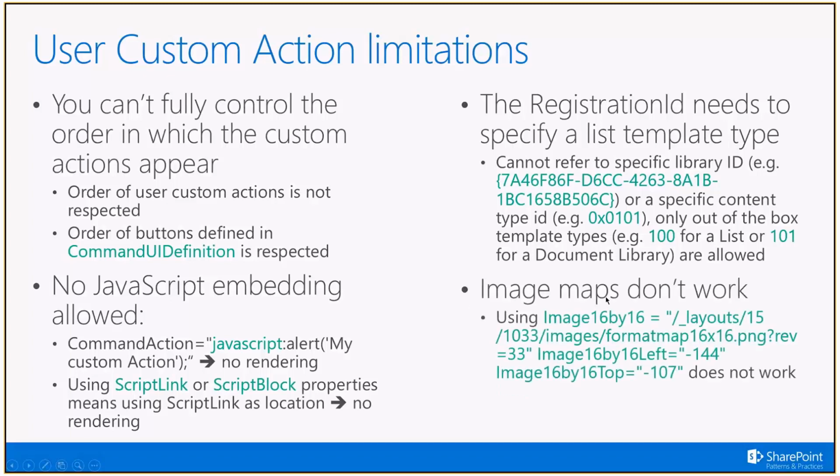And a little small one, I'm not sure if this will hit many people, but we noticed this during our testing work: if you use an image map, so SharePoint has those nice image maps, like a 16 by 16 PNG file, for example, this file contains hundreds of images, and you can pick the right one by specifying the coordinates. That approach also doesn't work. You really have to point the custom action to one particular image.